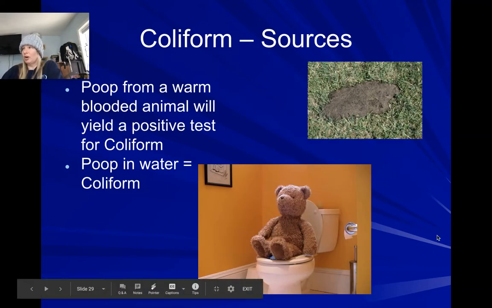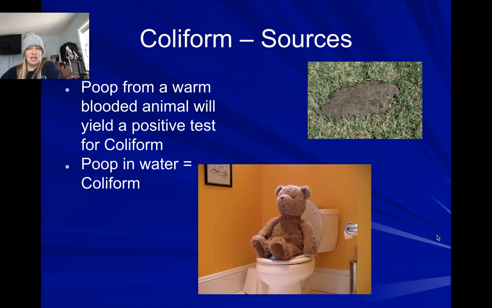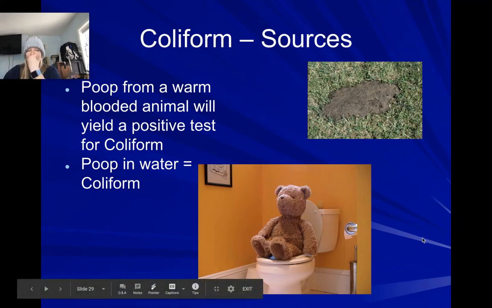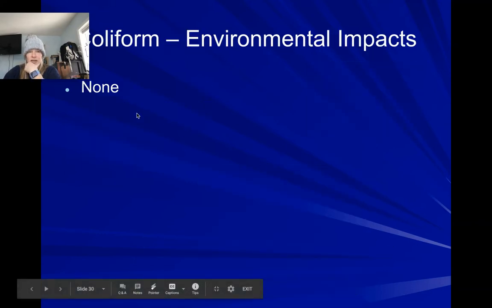So for coliform, or waterborne diseases, the sources are poop from warm-blooded animals, typically, and poop contamination. And again, remember poop has undigested food, dead red blood cells, and bacteria. It's the bacteria in the poop that you're testing for. This is all we're concerned about: that poop there, and the bacteria in the poop. And that bacteria could get you sick.